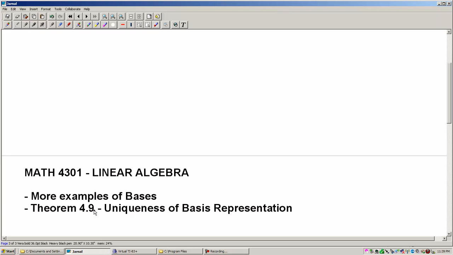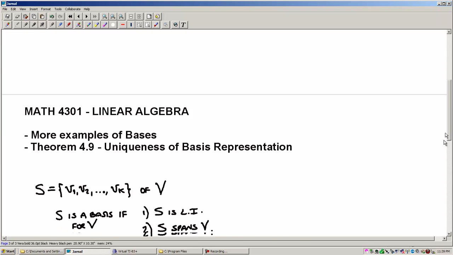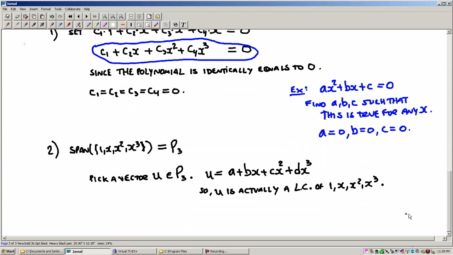The next thing I would like to show you is theorem 4.9. This is a very interesting theorem. It shows that if you represent any vector in the space as a linear combination of vectors in the basis, then that representation is unique. So what do I mean by that? Well, what I mean by that is this. Let me give you an example.